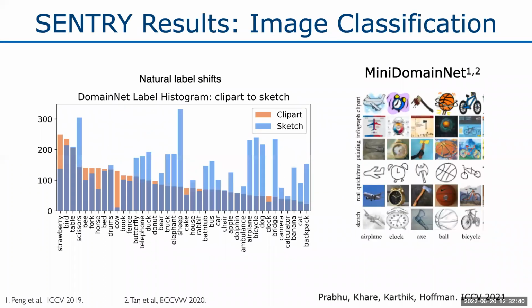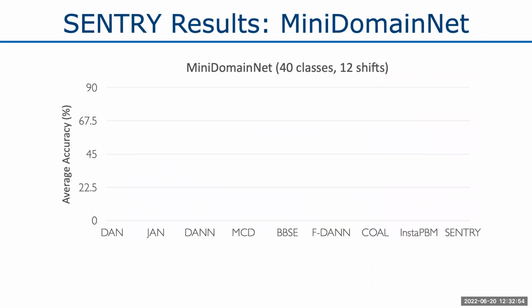As results, we look at the standard classification benchmarks, such as this 40-class subset of the popular DomainNet dataset, which has natural data distribution and label distribution shift that you see on the left. Here are some of our results on 12 shifts from this benchmark. We're interested in transfer performance to the target test set, and we're looking at 4-class average accuracy.